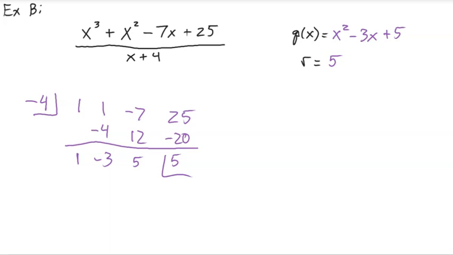And since we started with x to the third, we're going to go down to x to the second. So this is going to be 1x to the second, or just x squared, then minus 3x, then plus 5. And sure enough, that's exactly what we had for the quotient.